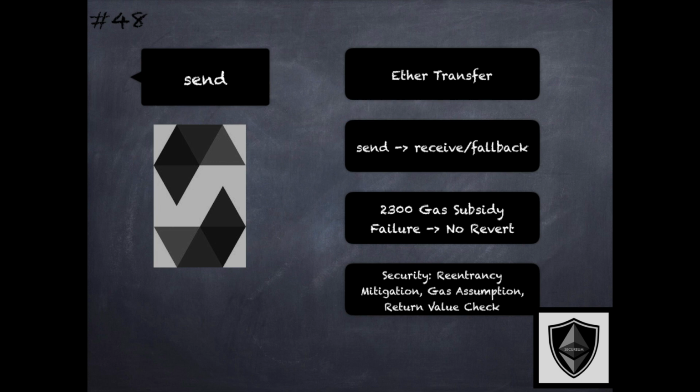So again, from a security perspective, the send primitive affects reentrancy, which is really why the send primitive was introduced as a mitigation in Solidity. There is also the gas assumption, the 2300 subsidy aspect that affects security. And then finally, the return value check that is critical, and that is something different from its transfer counterpart.